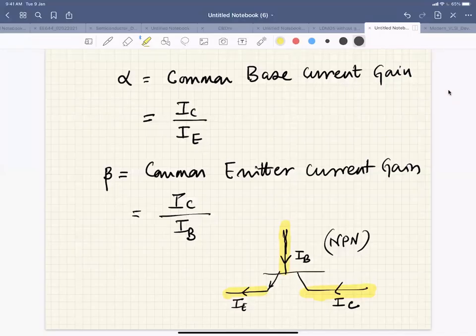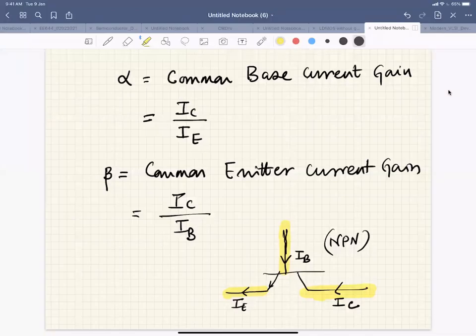So keep in mind that your base current IB should be as low as possible for a better transistor, and your IC should be equal to IE. So your common base current gain ideally should be 1, and your beta, the common emitter current gain, should be as high as possible, because I do not want any IB, I do not want any power dissipation in the control part.